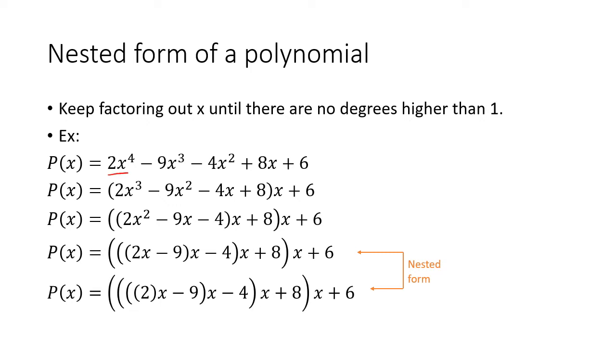So we look at these terms here, we factor out the x. Notice the +6 at the end is there the whole time. So if you factor an x out of the 2x to the 4th minus 9x cubed minus 4x squared plus 8x, you get 2x cubed minus 9x squared minus 4x plus 8, and that's times x. And you keep doing that until you get the nested form of this polynomial. Now let's look at an example of why this is significant.